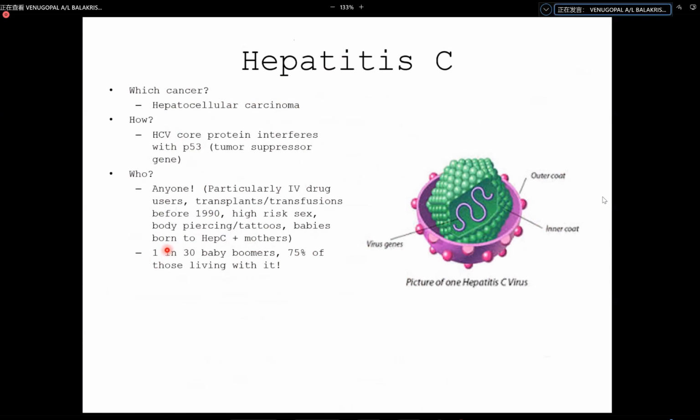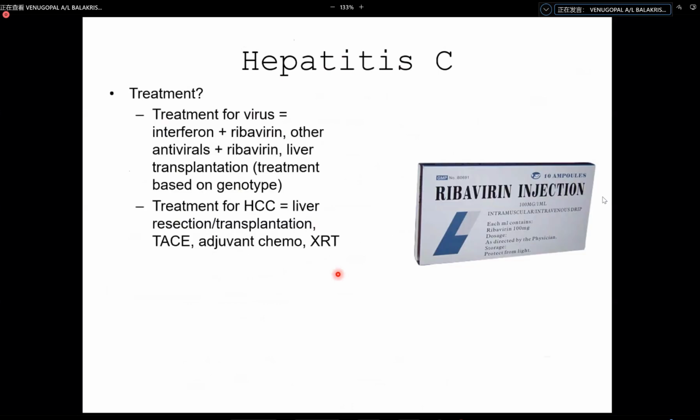And if you look at 1 in 30 baby boomers, 75% are living with it. So when you get it, you have to live with that. There's a very, very small chance that you get it totally removed from your body. So that is Hep C.